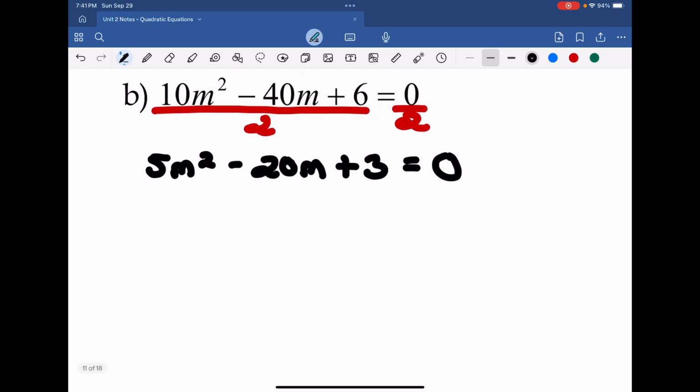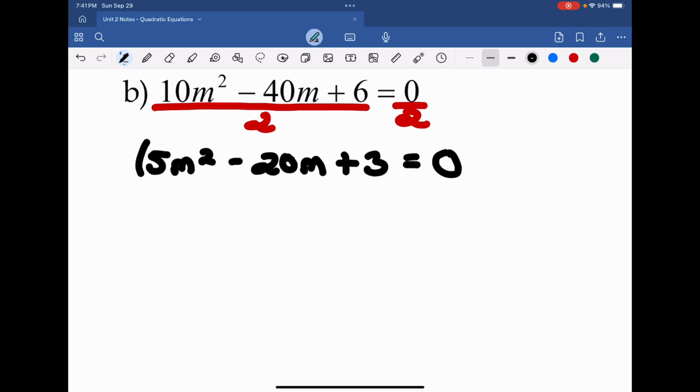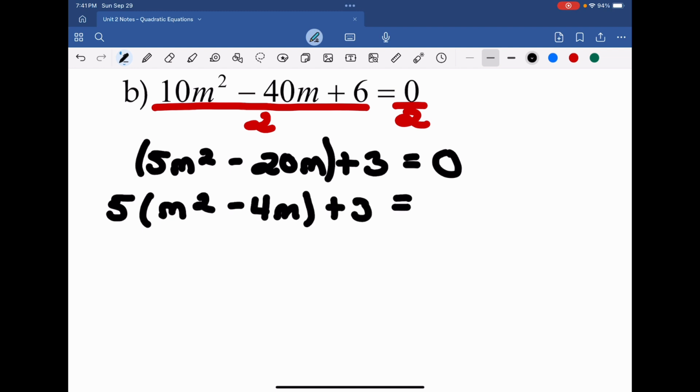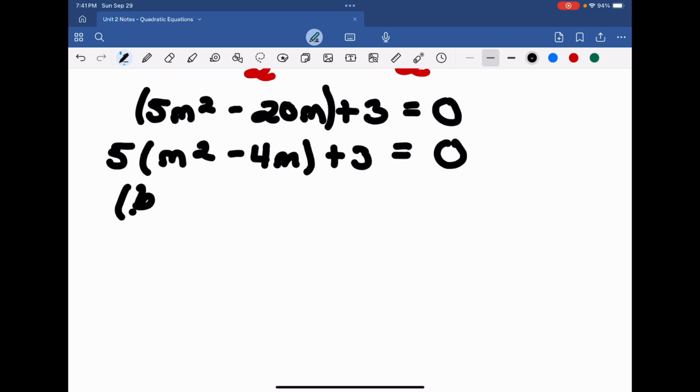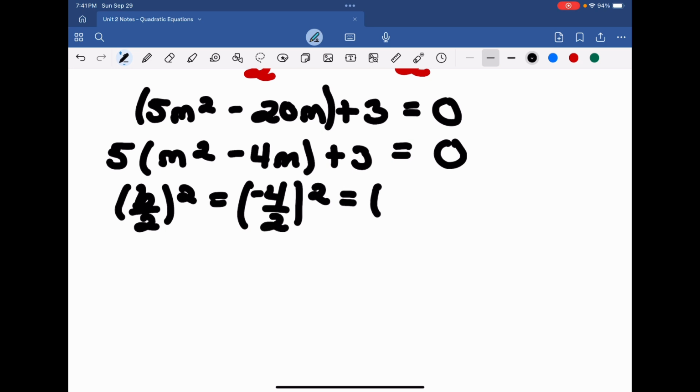Now what we're going to do is group our first two terms together. So I'm going to group these two, my 5m squared minus 20m. I'm going to remove out a common factor, which is 5, leaving me behind with m squared minus 4m, plus 3 on the very outside because we don't touch that number. Now what we're going to do is our b divided by 2 method. So b divided by 2 all squared, which is equal to negative 4 over 2 all squared, which is equal to negative 2 squared, which is then equal to 4.